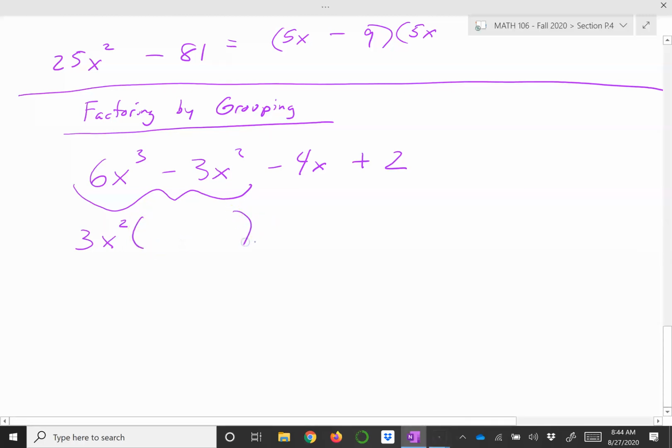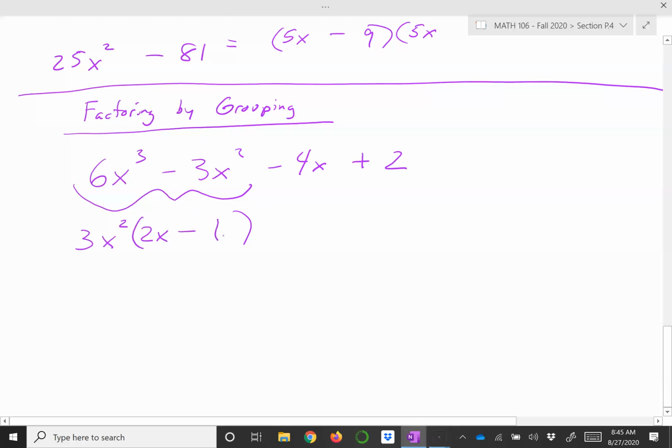What do we get? What do you multiply 3x squared by to get 6x cubed? It's a 2 to get the 6, and then an x to get the x cubed. All right, and then minus, so this is an easy one. What do you multiply 3x squared by to get 3x squared? 1. All right, so then now we have this term, 2x minus 1.